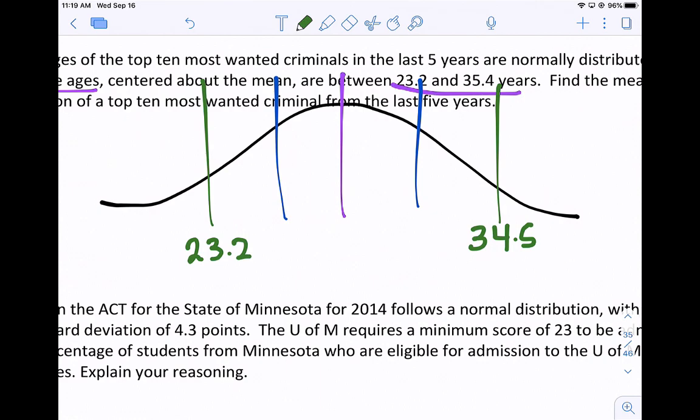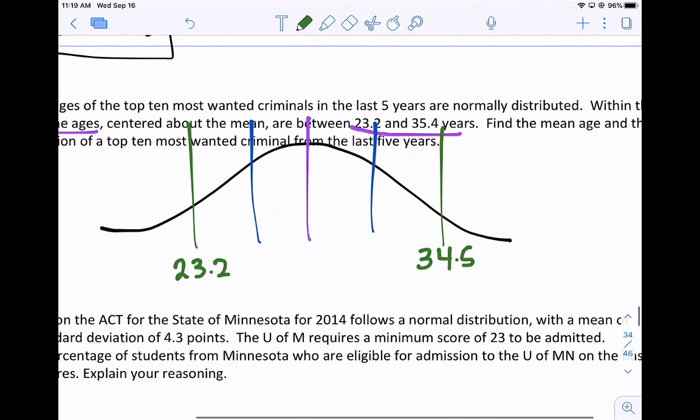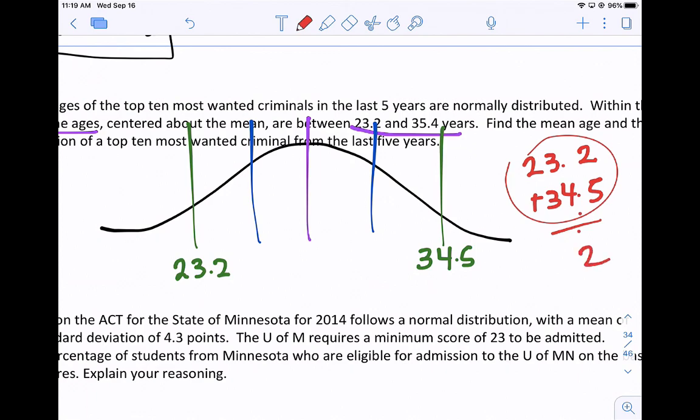It says find the mean age and the standard deviation of the top 10 most wanted criminals. So earlier in this course, we've talked about how do you find the middle of two numbers. And if you can't clearly see what it is, one way to find the middle is to add them up, divide by 2. Find the average. That finds the middle. So we're going to take 23.2 plus 34.5, and then we'll divide that by 2. So that's how we'll find the average. I'll do it with my calculator. Give me 1 second. 23.2 plus 34.5. Divide by 2. All right, so that middle number, I'm going to do it one more time.